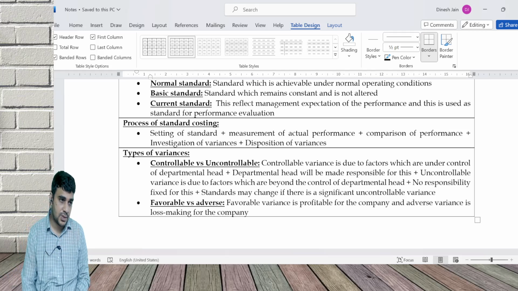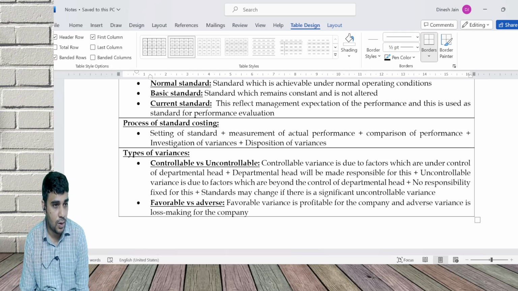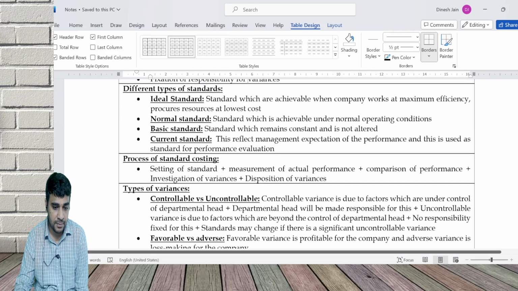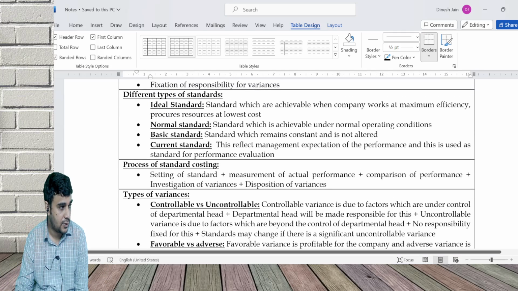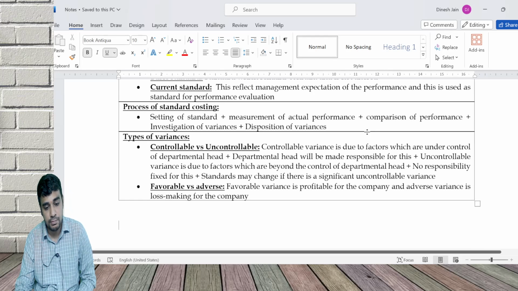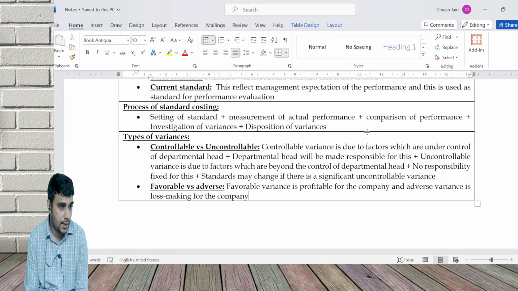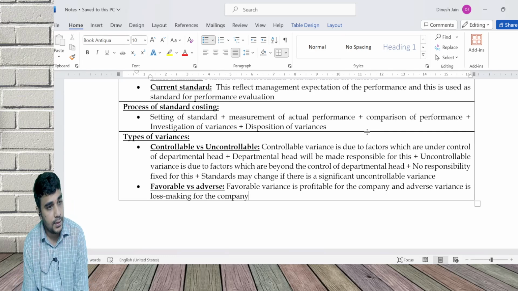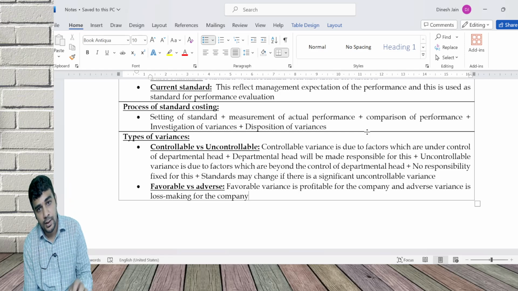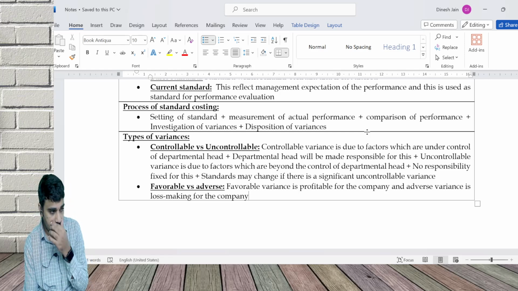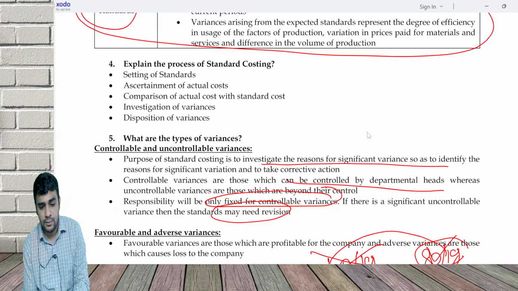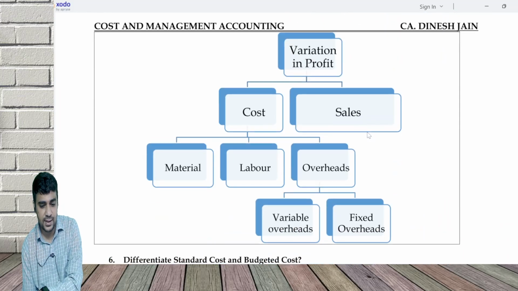Anything can come as an MCQ. That's the reason we are discussing all this. Something from this can come as an MCQ, different types of standards. So more focus should be on understanding the thing rather than by hearting it. Anything can come in a multiple choice question. Any doubts on this? Can we proceed? Done? Almost done, I think. Others will be fairly simple.